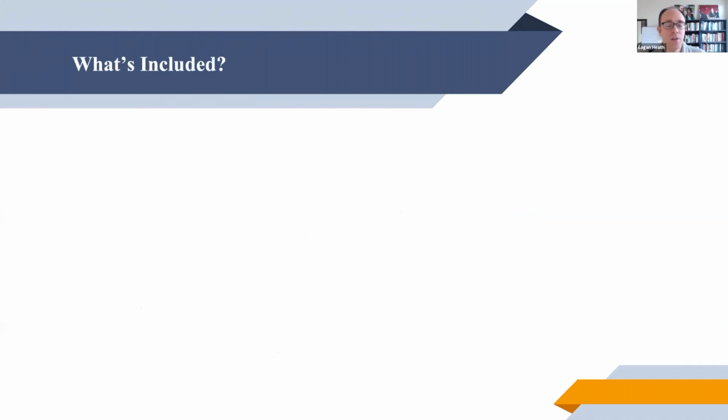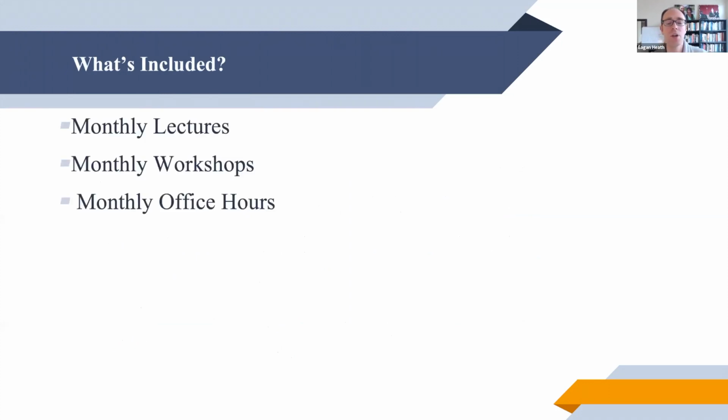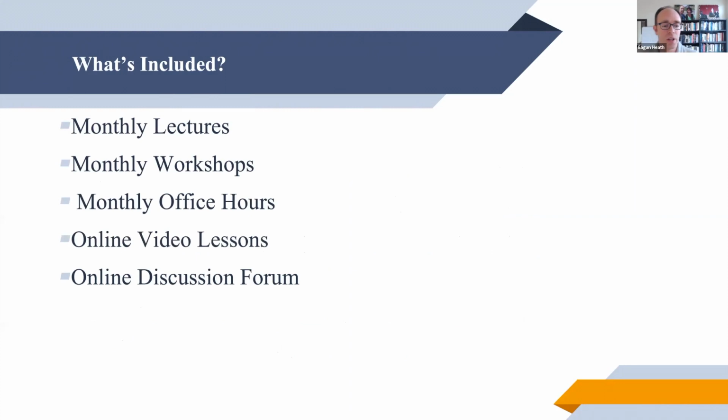And then what's included? So you saw we talked about the lectures, the workshops, and then the online video. So we're going to have monthly lectures, monthly workshops. We're also going to have monthly office hours. So in the off weeks, when we're not having class, basically you can hop on and ask questions. And then we'll have the online videos, so you can go step by step. Here's how I make a Facebook ad, here's how I make a Google ad.